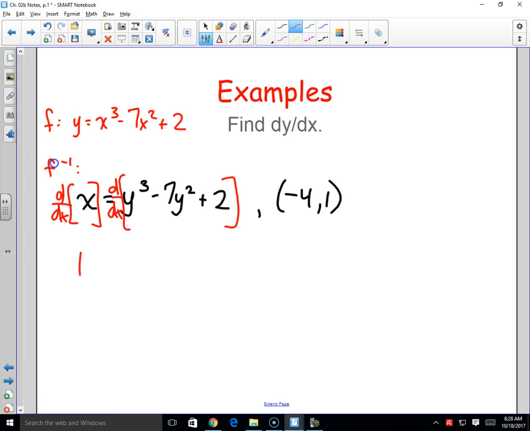Okay, cool. Derivative of the left is 1. Derivative of the right is 3y squared minus 14y. And both of those are times dy/dx. I just factored it out.